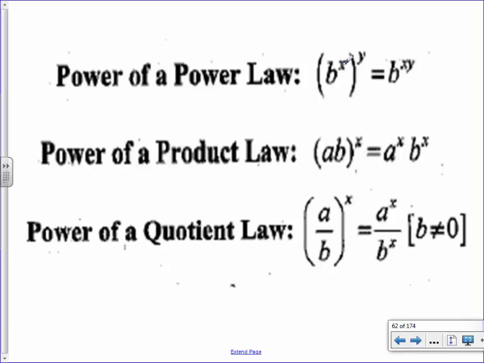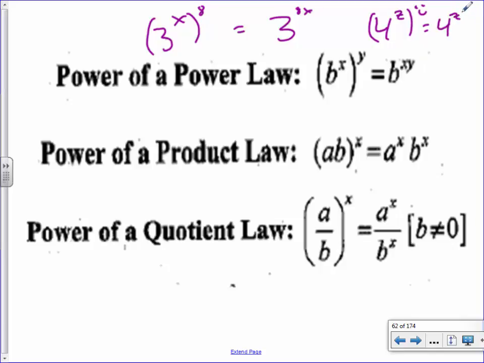If you ever have exponents and you put one of them in brackets to a power of another one, then you can multiply them. So as an example, if I gave you 3 to the x all to the power of 8, this is now equal to 3 to the 8x. Just take the 8 and the x and times them together. Or if I gave you 4 to the z all to the power of smiley face, that's the same thing as 4 to the z smiley face. Just times them together. Or if I gave you x to the 2 to the power of 3, it's now x to the 6.